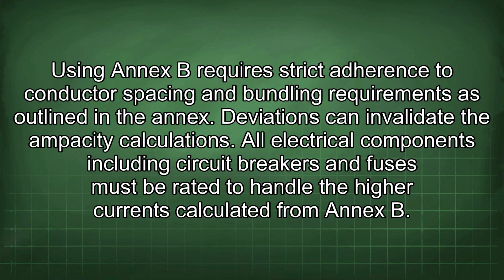Using Annex B requires strict adherence to conductor spacing and bundling requirements as outlined in the Annex. Deviations can invalidate the ampacity calculations. All electrical components, including circuit breakers and fuses, must be rated to handle the higher currents calculated from Annex B.